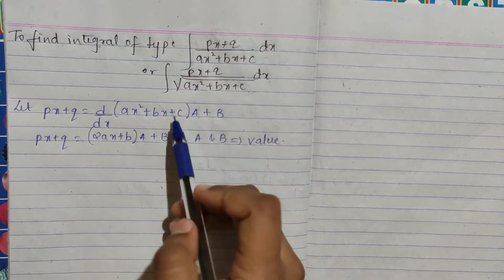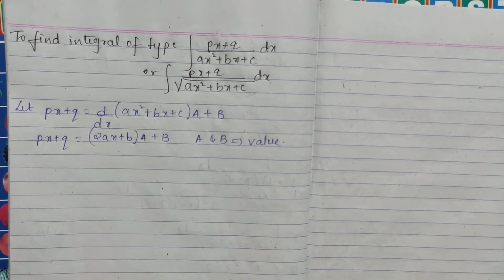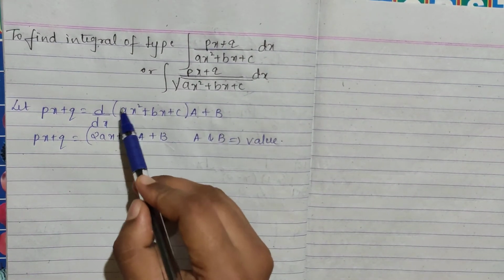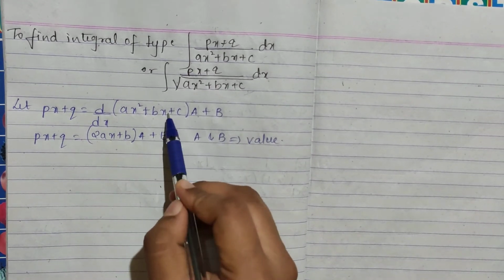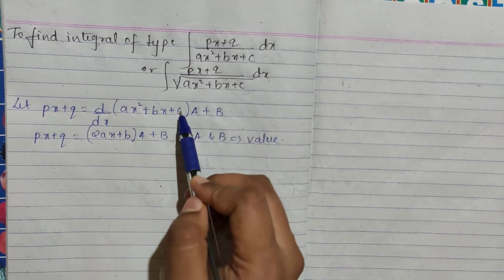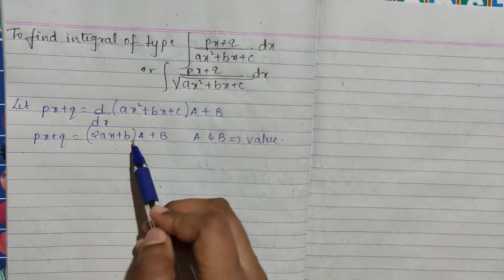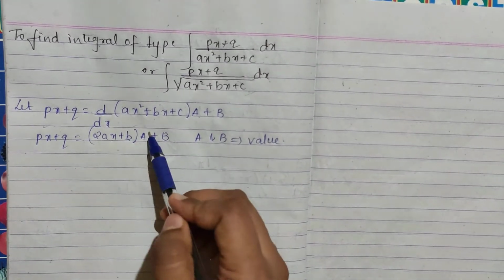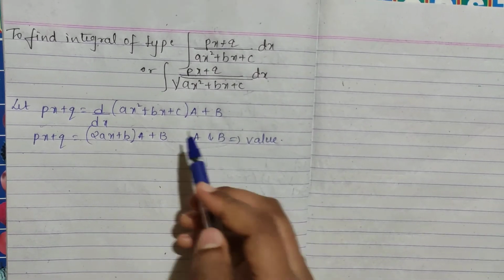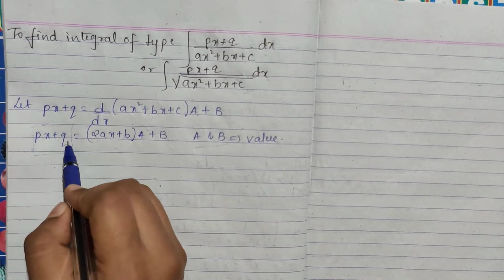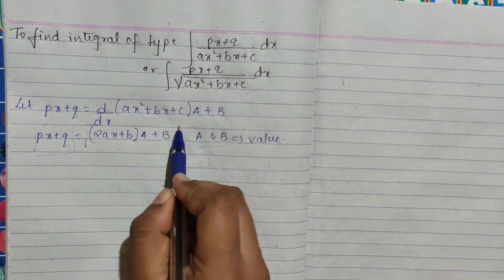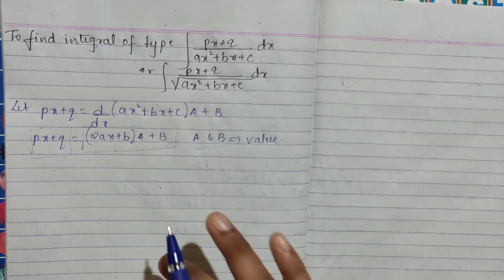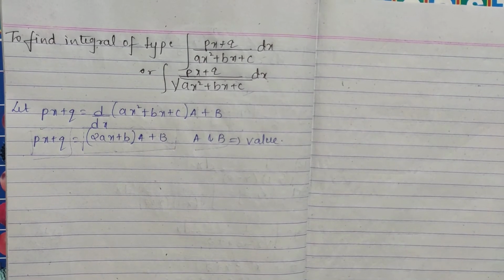Next, find out the derivative of this: a x square, so it becomes 2ax plus b into a constant is 0, so into a plus b. So multiply this a to this and compare the equations, find the a and b values, and in place of your numerator px plus q, it will be substituted by this term, and then you can go for the integration part. That is, again it comes to the substitution.